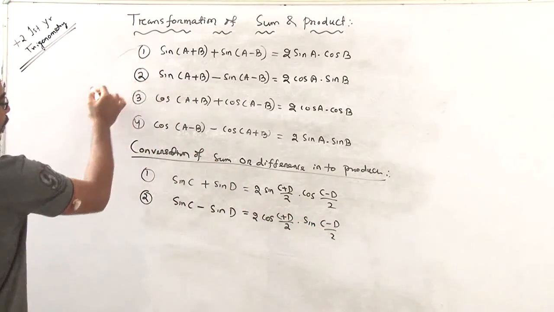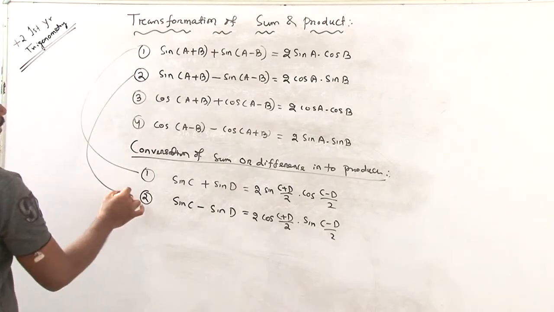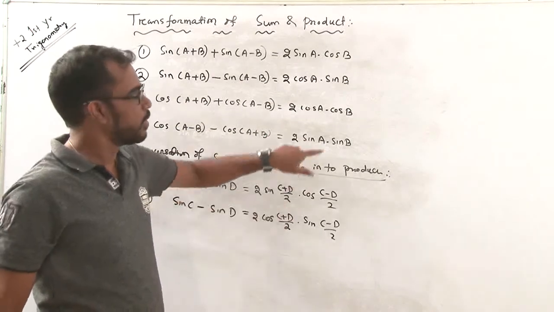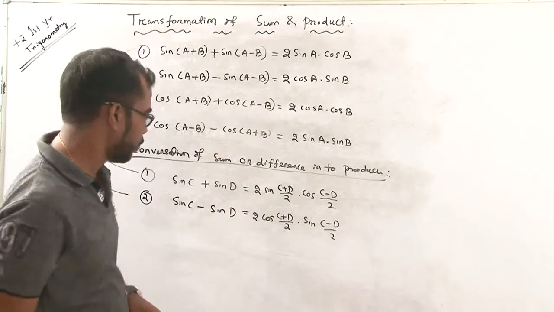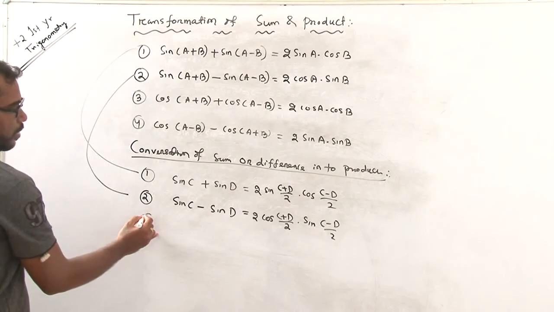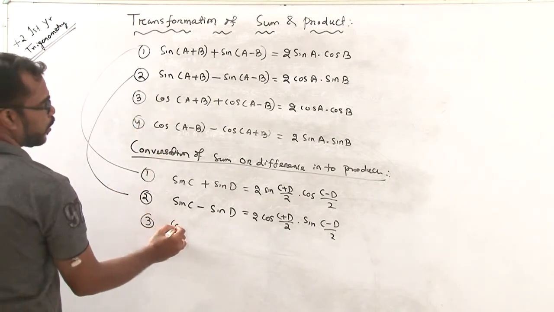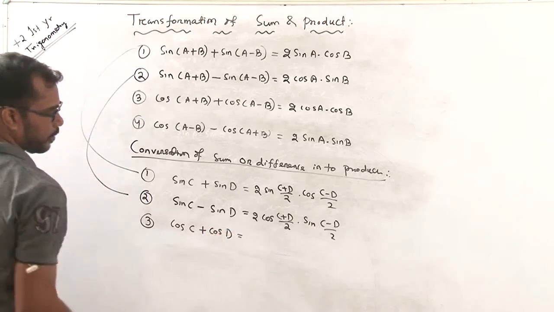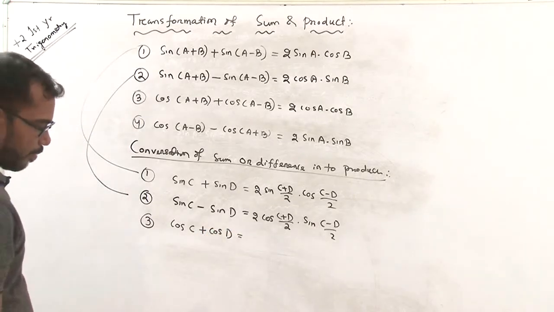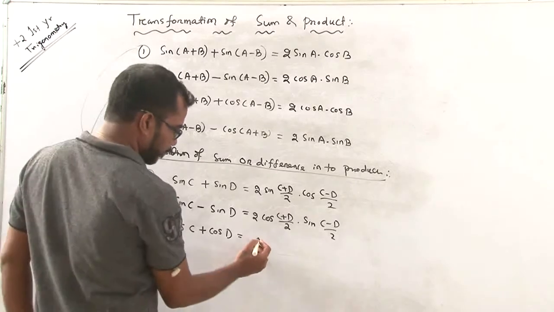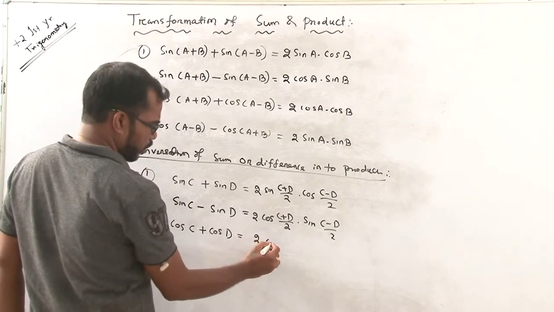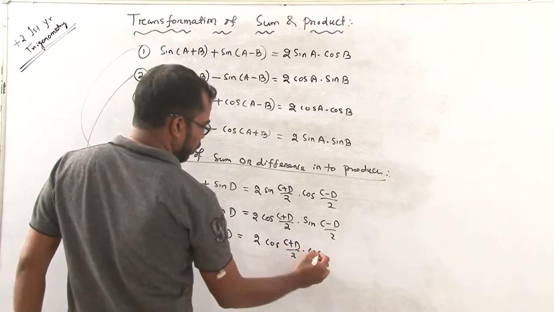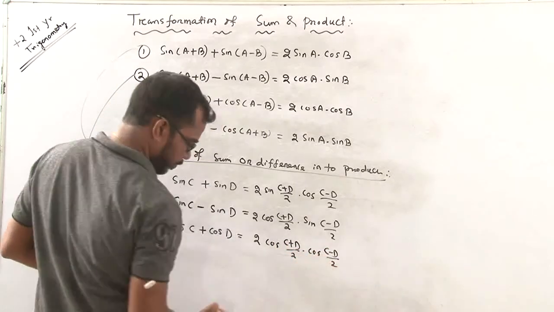You can see the formula of first and second. In case of A, you can write (C plus D)/2, and B, (C minus D)/2. And the third one is cos C plus cos D. The formula of cos C plus cos D is 2 cos (C plus D)/2 into cos (C minus D)/2.